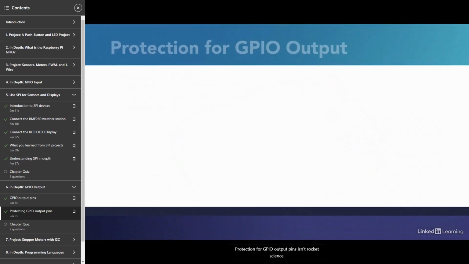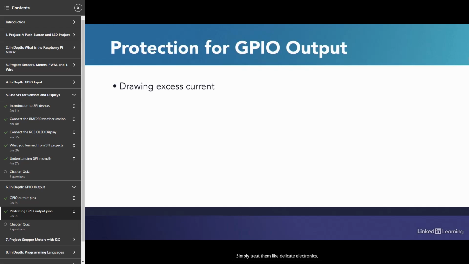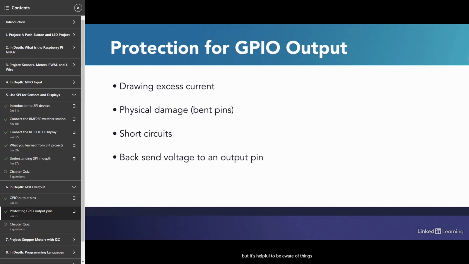Protection for GPIO output pins isn't rocket science. Simply treat them like delicate electronics. But it's helpful to be aware of things that can destroy the Raspberry Pi. Fortunately, the worst case scenario is blowing out the circuits on a Raspberry Pi and having to purchase a new one. At less than $50 per unit, that's an inexpensive lesson and not a complete tragedy.